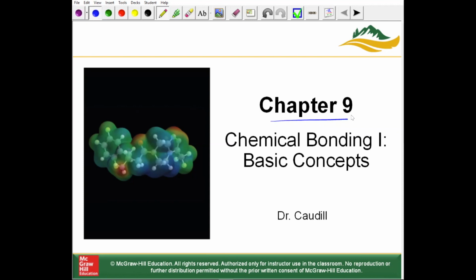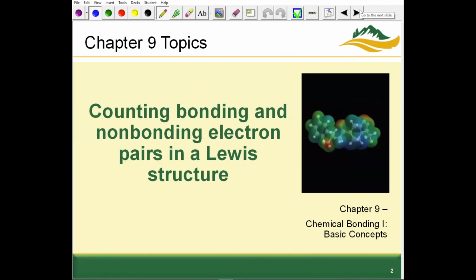Hi all, we are going through chapter 9 now. So chemical bonding, basic concepts of bonding now. So how two atoms might bond to one another to form a molecule or a compound. So to get started with chapter 9, we're going to go into this topic of counting bonding and non-bonding electron pairs in Lewis dot structures.